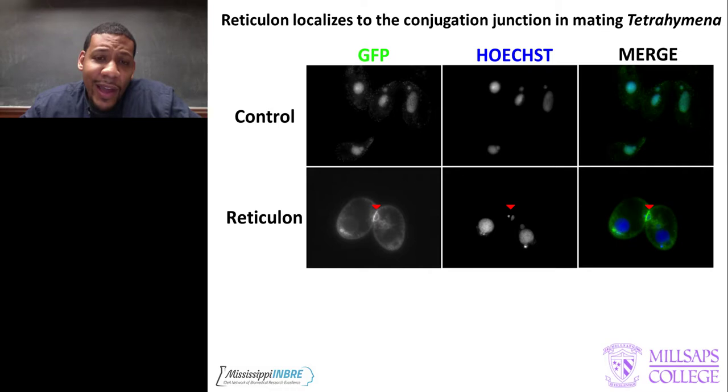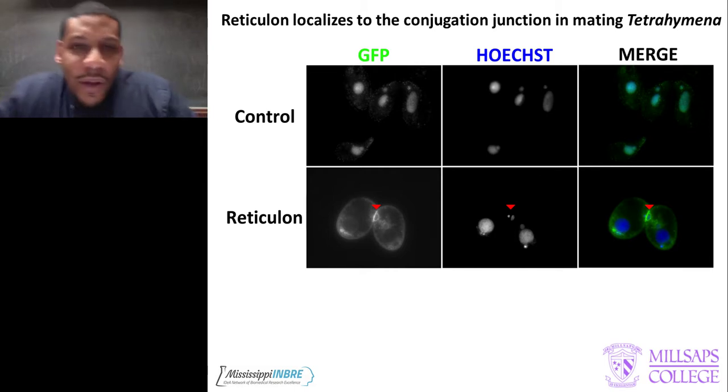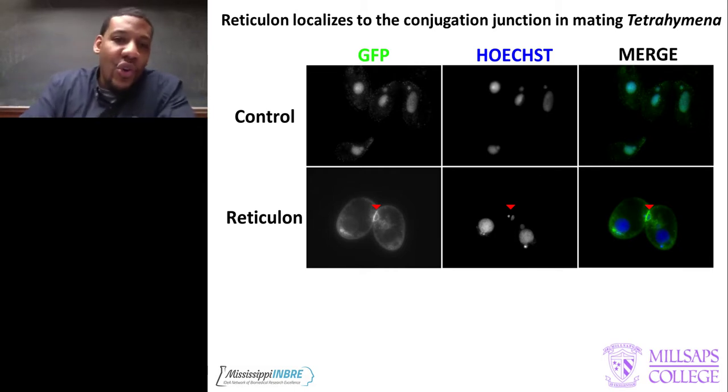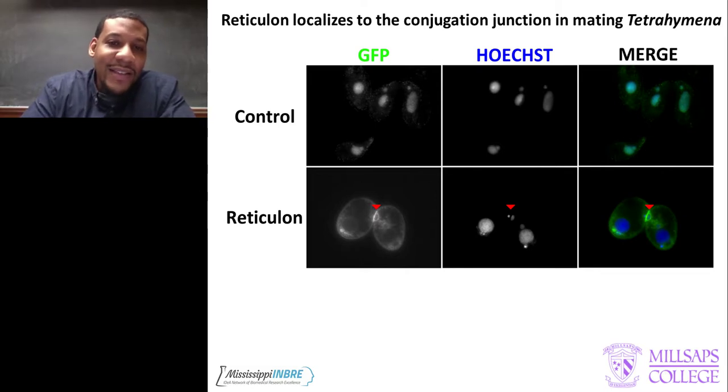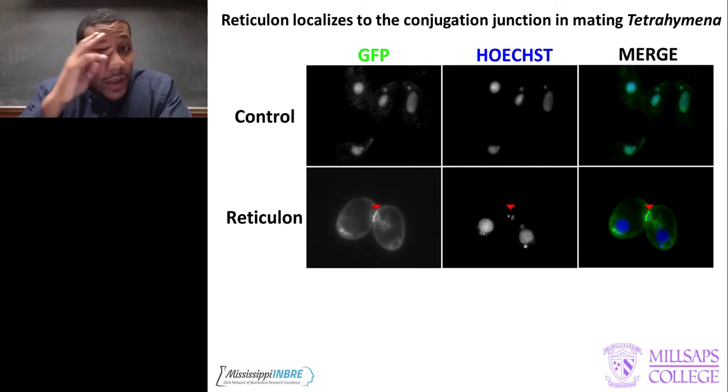So here you're looking at mating Tetrahymena. In this control cell, which doesn't have GFP, we're getting some bleed through of a nuclear stain into the GFP channel. That's why you see two dots there that are showing the nuclei. There's a nuclear stain, so that's actually staining the micro and macronucleus, and then you see the merge there. So these are control conditions, unlabeled conditions.